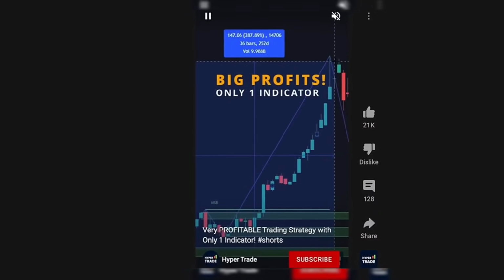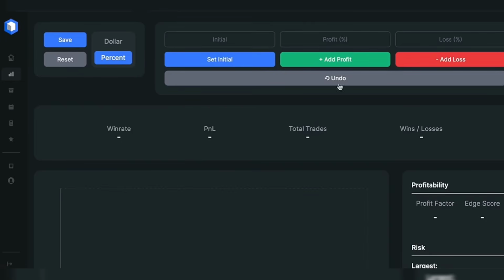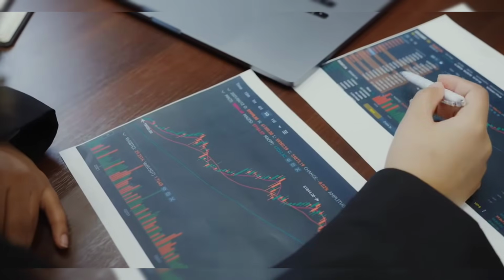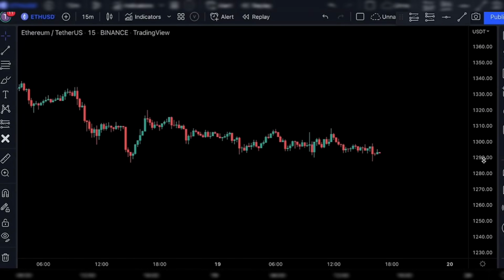by HyperTrade to find out how profitable it really is. For the backtesting, I will set the initial account size at $100 and I'll be risking 2% of my account per trade in order to make 3. I will also try to improve this strategy in the second part of this video, so stay tuned for that. The test will be done on the price of Ethereum USDT on a 15-minute time frame.